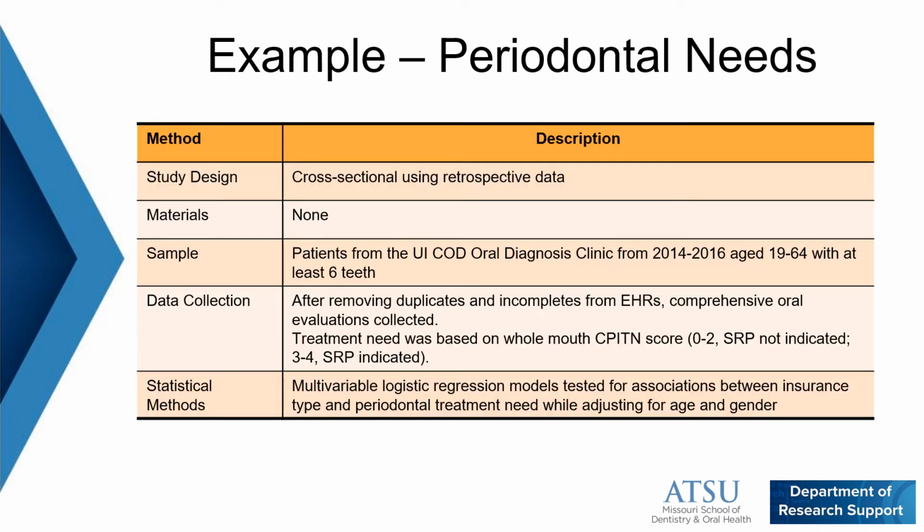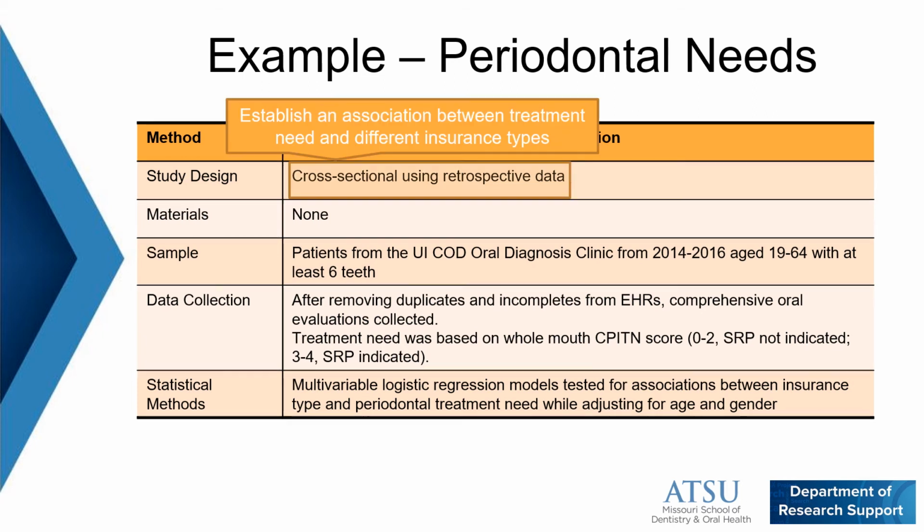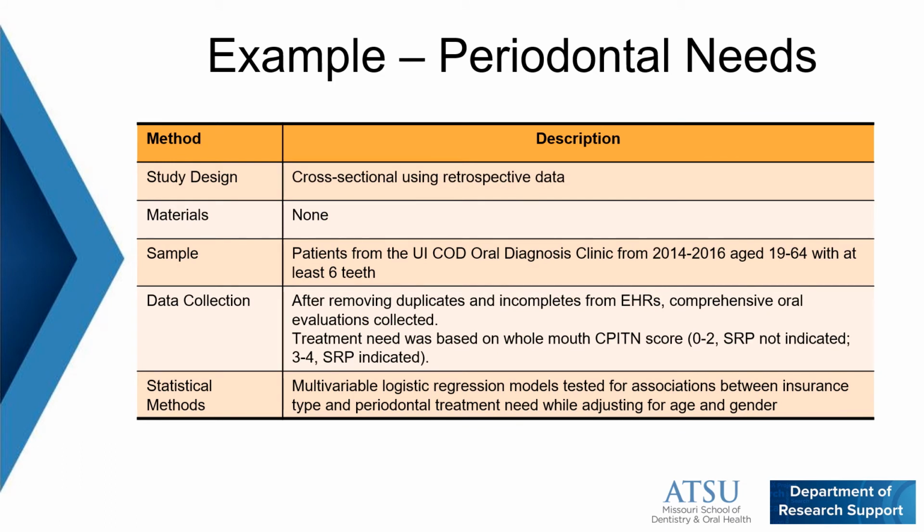So let's examine how they transform their research question into valid research methods. The study authors used a cross-sectional design using retrospective data. It's cross-sectional because we don't know whether the insurance type, the exposure, preceded the treatment need. It's useful for establishing an association between treatment need and different insurance types. Since the study used existing data, no materials were needed.